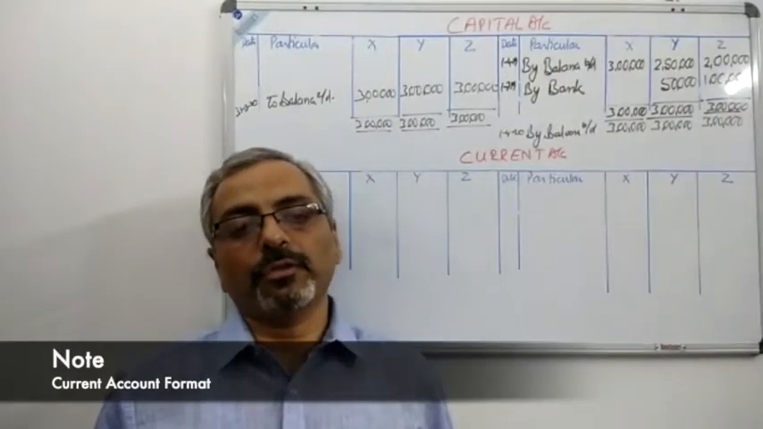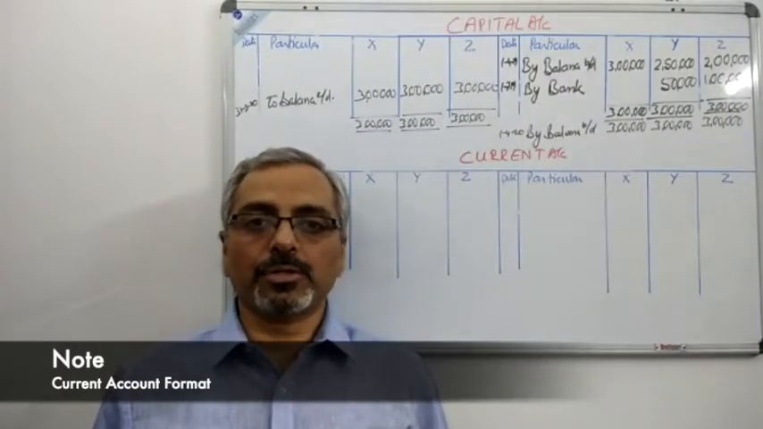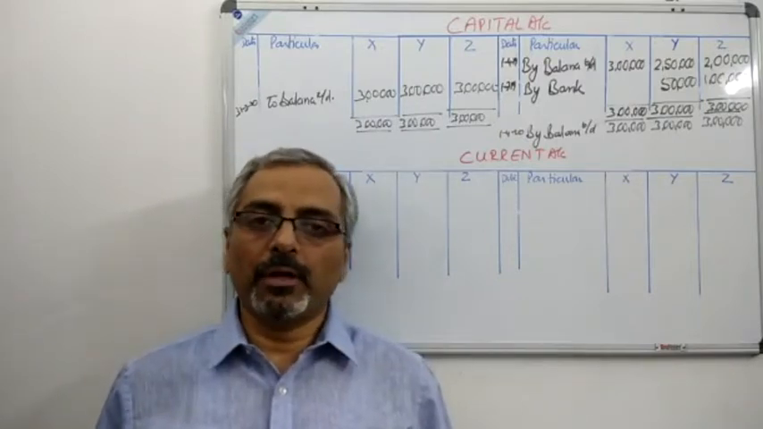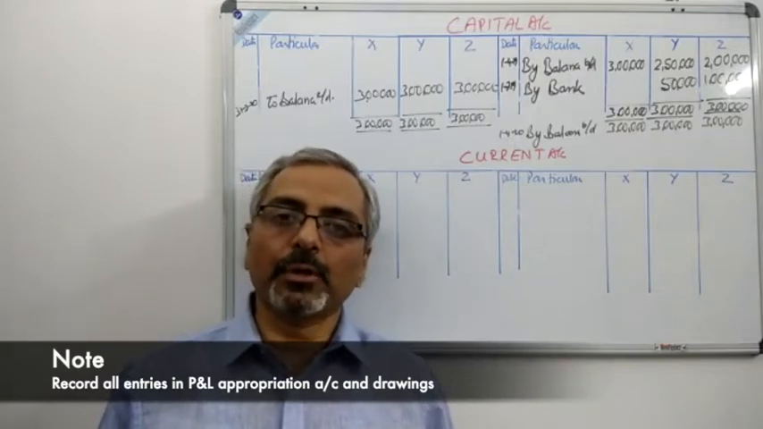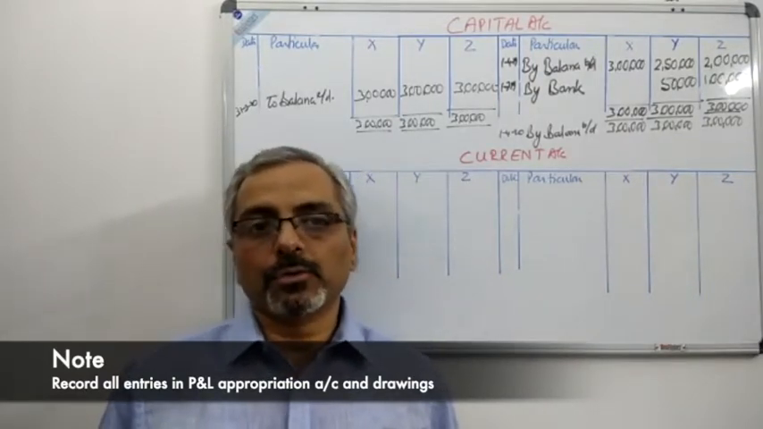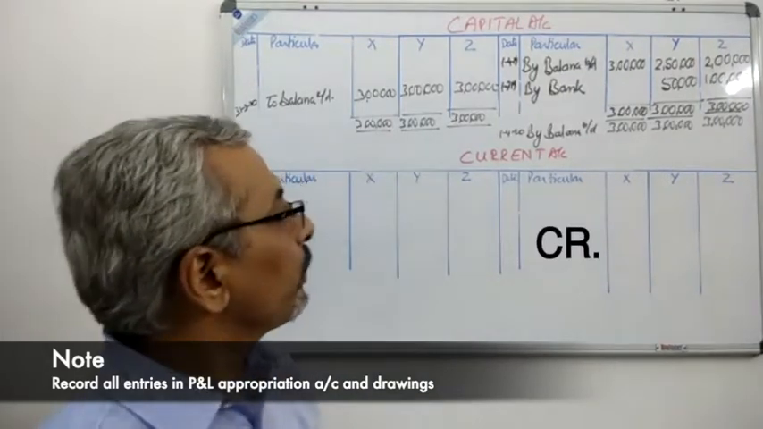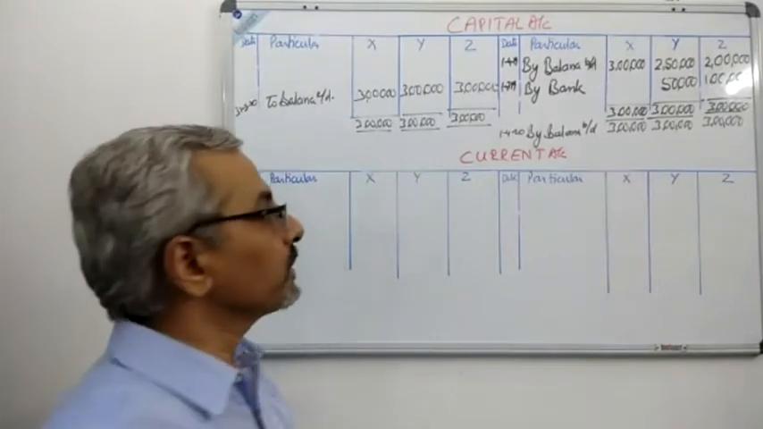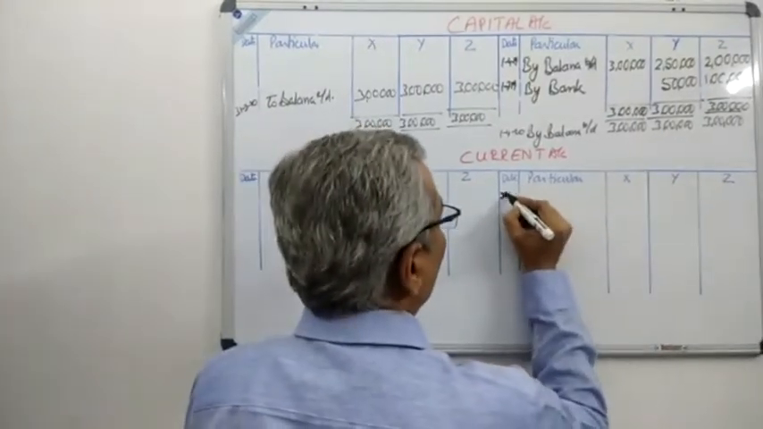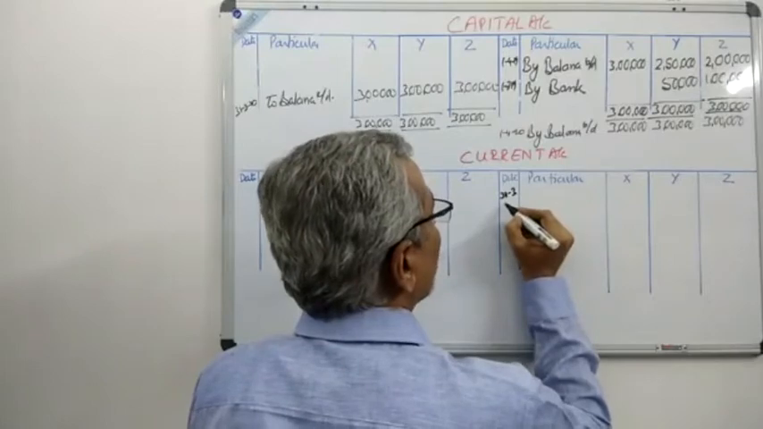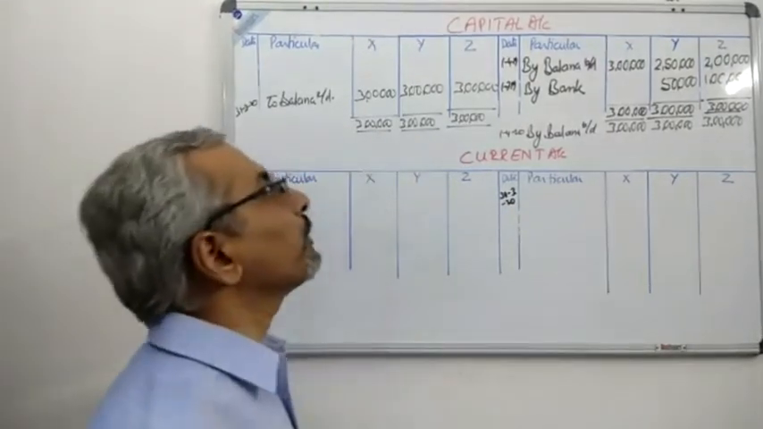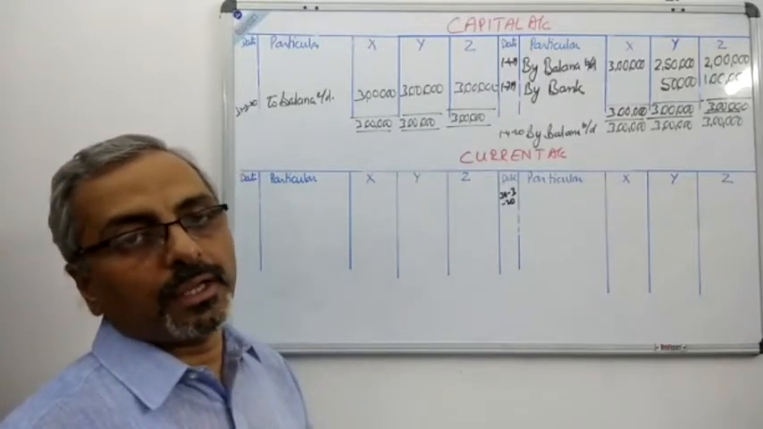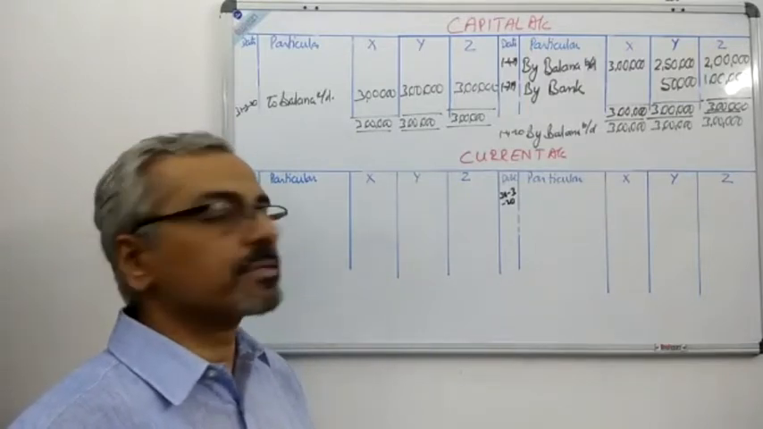After the preparation of the capital account, let us now start with the preparation of the current account, where we'll record all the entries which appeared in the profit and loss appropriation account, as well as the drawings also will be recorded over here. So first let us go to the credit side and start recording the items which appeared in the debit side of the profit and loss appropriation account. We start with the date, that is very important, 31st of March 2020. Please see the format of the capital account and current account is absolutely identical. The columns are date, particulars, and the names of the partners in the debit side and the credit side.